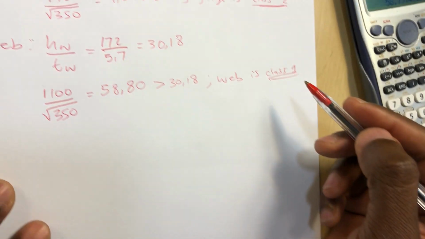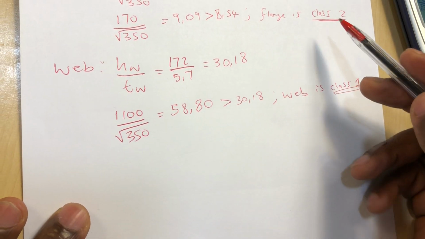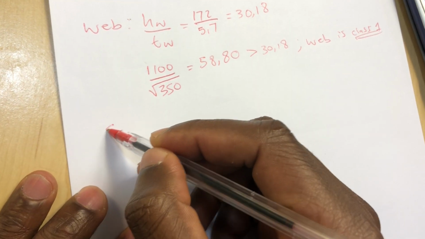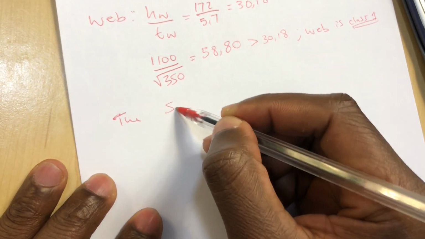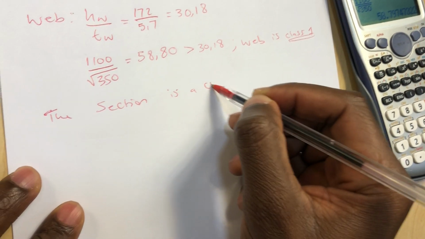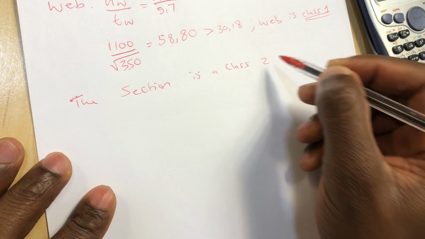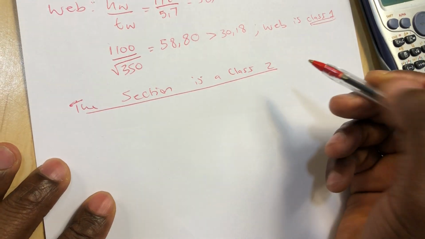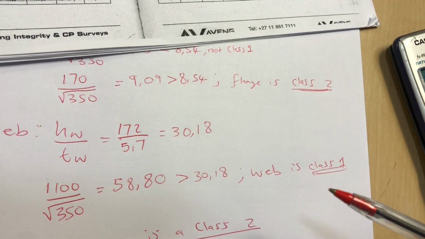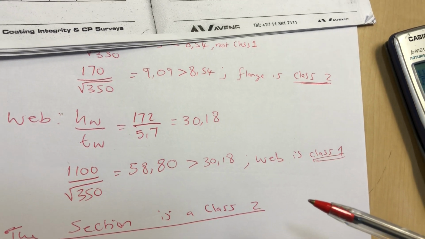So the question wants you to classify. Now you have a class 1 and a class 2. The conclusion here I'm going to give is to say that the section is a class 2. Why? Because we designed for the more critical one.